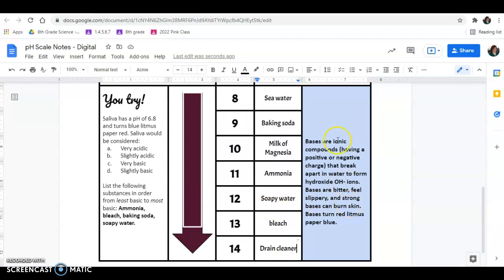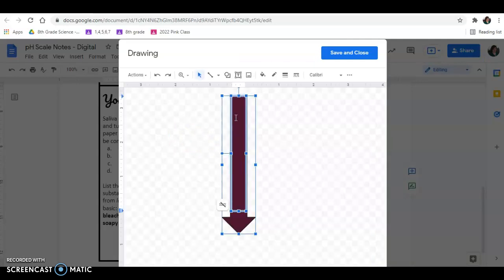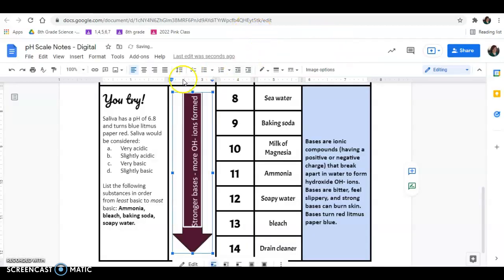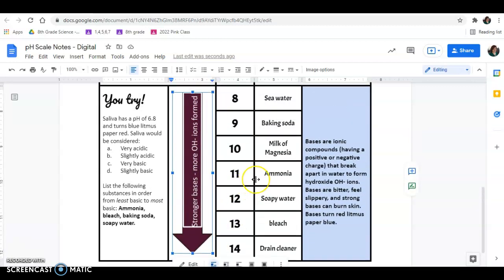So again, if you need to pause the video to get any of this filled in, please do that now. On this side, we're going to have stronger bases headed towards the bottom. We're going to have more hydroxide ions, OH minus ions formed. Okay, you may hear the buzzing. I'm in my classroom. So again, headed towards 14, these are going to be stronger in this direction. Okay. So your questions over here that you need.